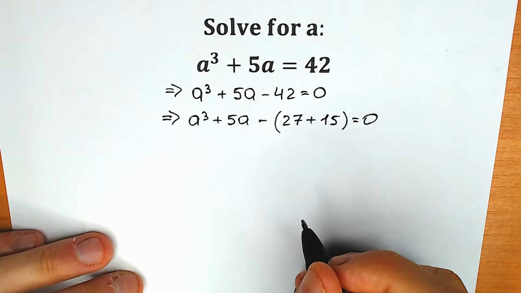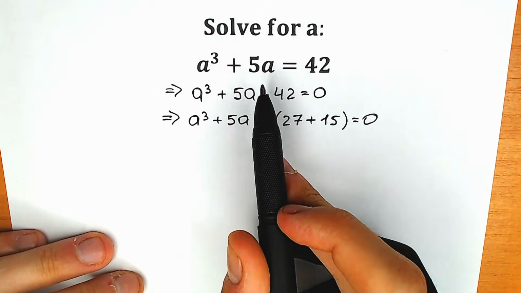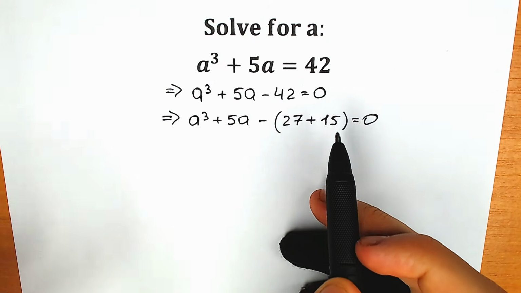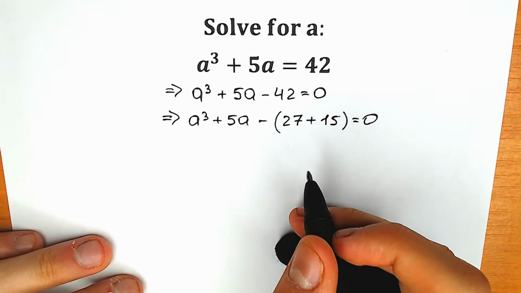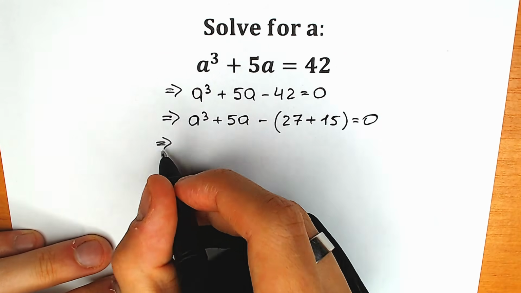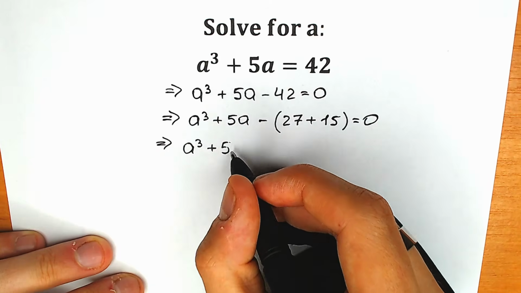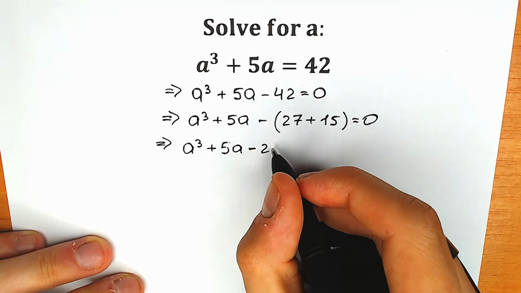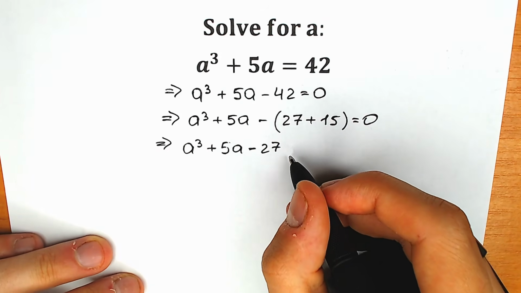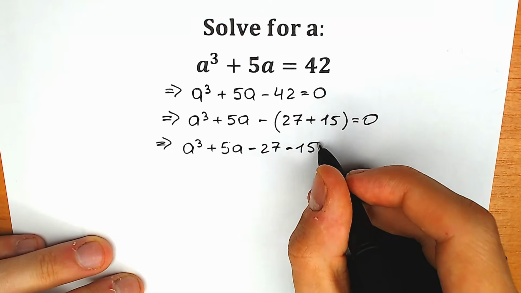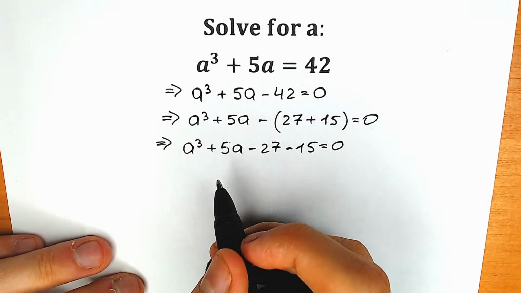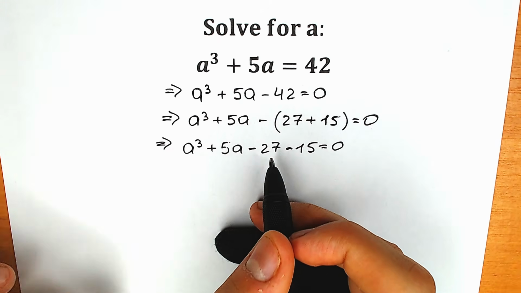Right now, let's open our parentheses. As you can see right here, I just wrote 27 plus 15 instead of this 42, so everything is great. Let's open parentheses real quick. As a result, we have a cube plus 5a minus 27 and minus 15 is equal to 0.